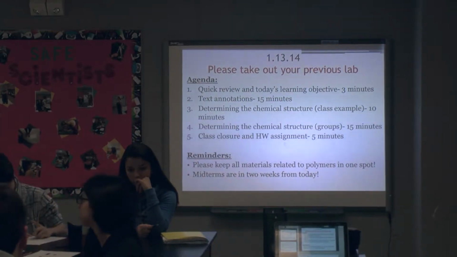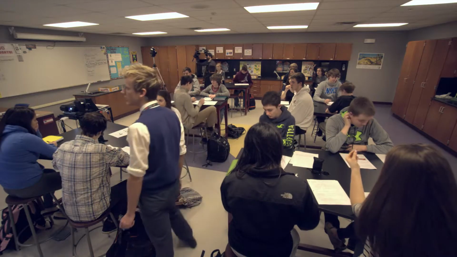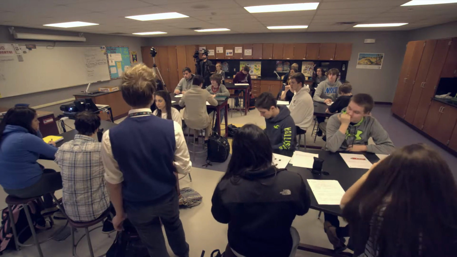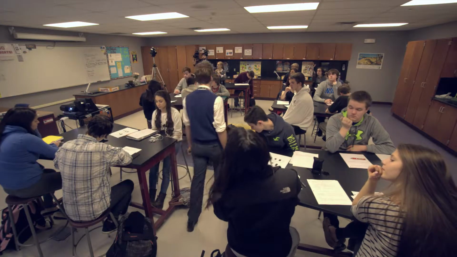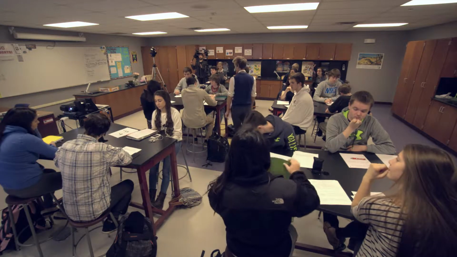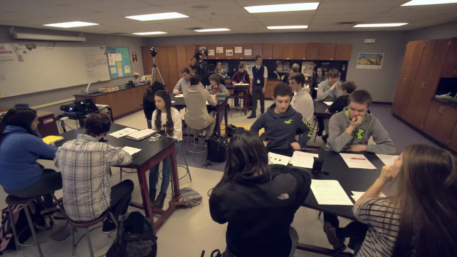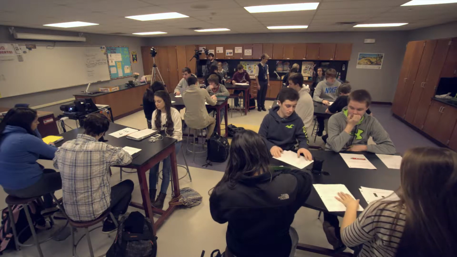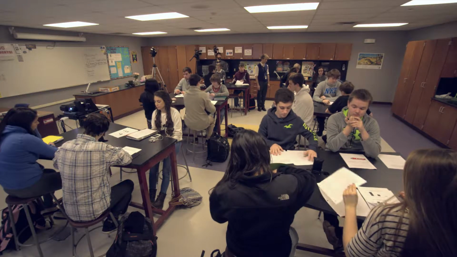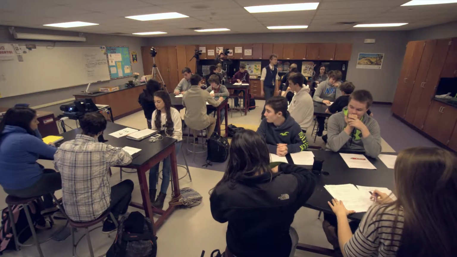All right, we're going to do a little text annotation of the graphs and charts that you picked up today. And then we're going to meet the objective of determining the chemical structure of these polymers by looking at some of their physical characteristics. Okay, so last time we were together, we did a lab on polymers, but let's quickly review. Ryan, Perry, what is a polymer? All right, that's okay. Jillian, what's a polymer?